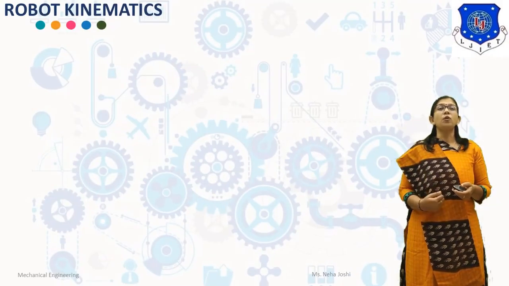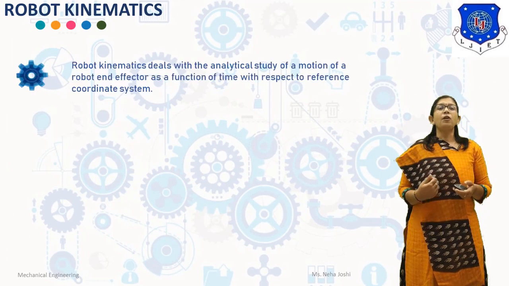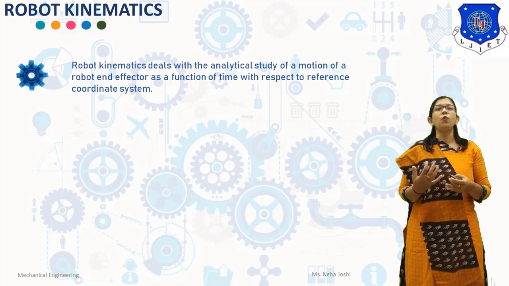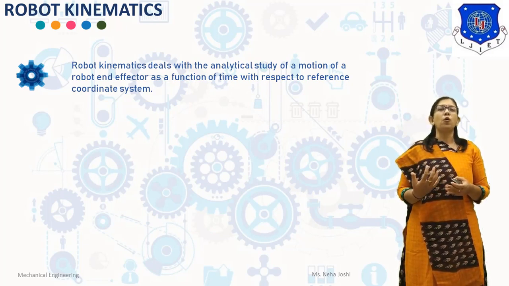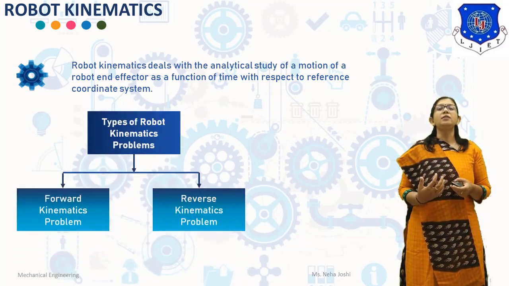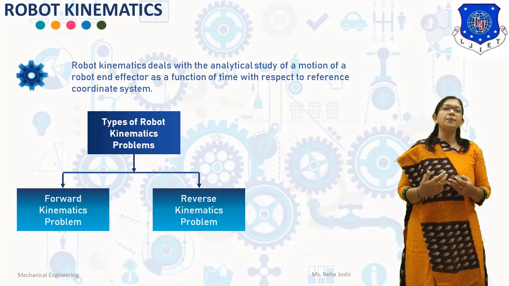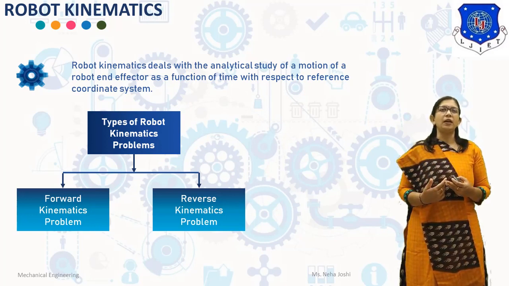Now, first of all, what is robot kinematics? For a functioning of a robot, it is necessary to establish the position and orientation of the end effector with reference to base of reference coordinate system. Robot kinematics deal with analytical study of a motion of robot end effector as a function of time with respect to reference coordinate system. Robot kinematic problem is further classified into two types. First one is forward kinematic problem and second one is reverse kinematic problem.